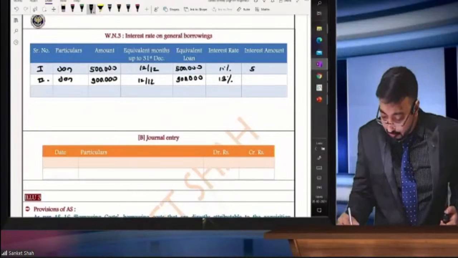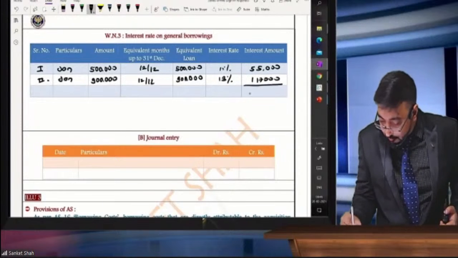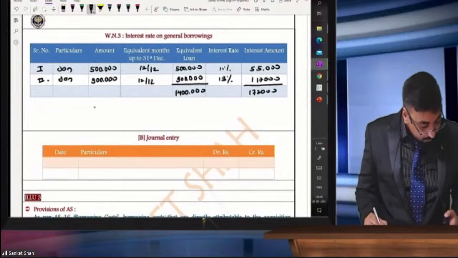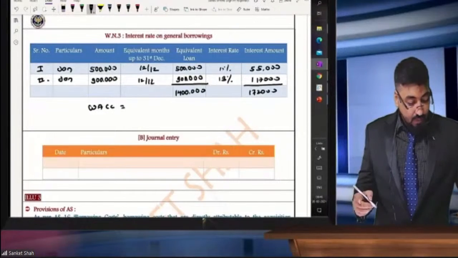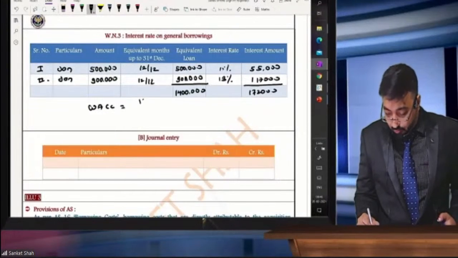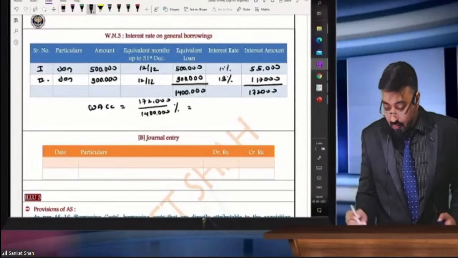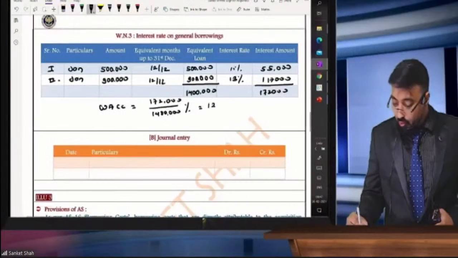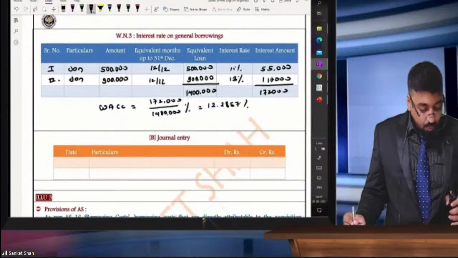What was the final answer? It is 55,000, 1,17,000. So total is 1,72,000 and consider equivalent loan amount 14 lakhs. So what is the interest rate? I already told you it is more than 12%. So 1,72,000 divided by 14 lakhs. So tell me the percentage. 12.28. Yes, use up to 4 digits. Yes, don't worry. Use up to 4 digits, beta.